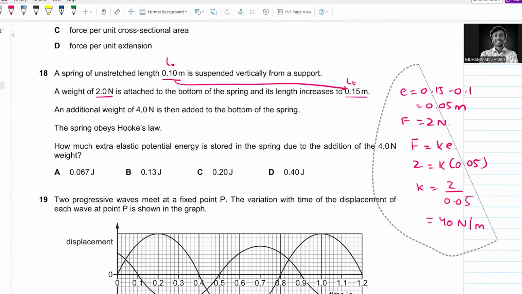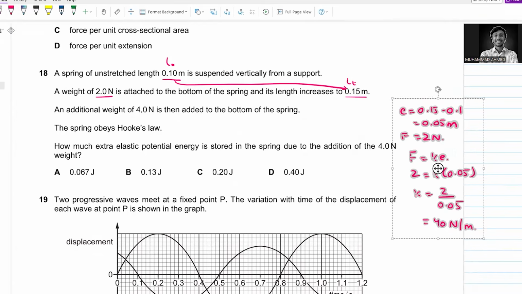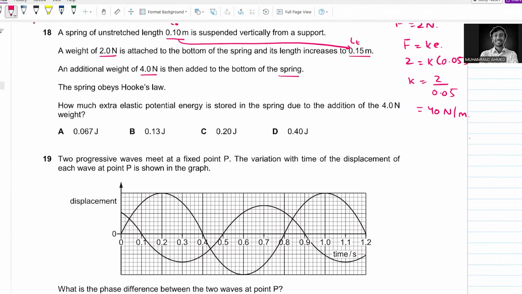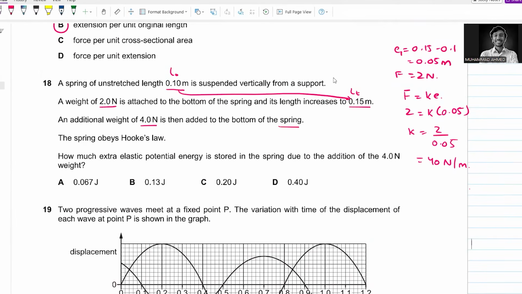अच्छा, आगे देखो जरा, क्या लिखा हुआ है बेटा? Okay, so now an additional weight of 4 Newton is applied to the bottom of the spring. Initially आप 2 Newton लगा रहे थे, अब आपने 4 Newton add कर दी. What does your force become after adding 4 Newton? 6 Newton. Can you calculate the new extension?